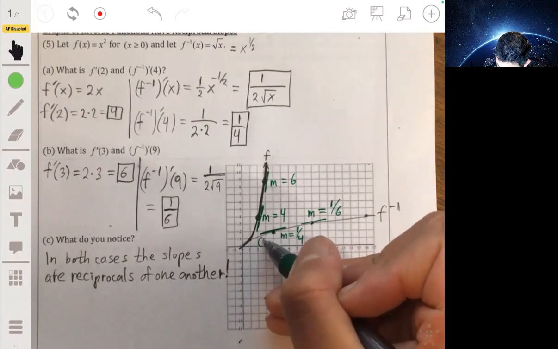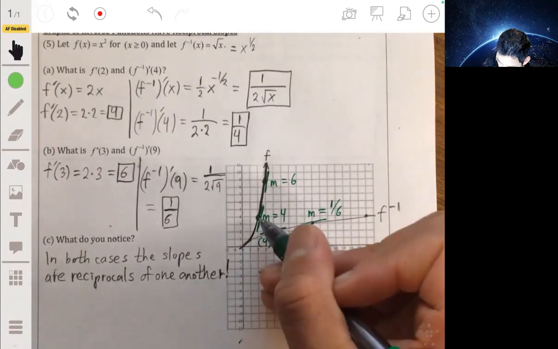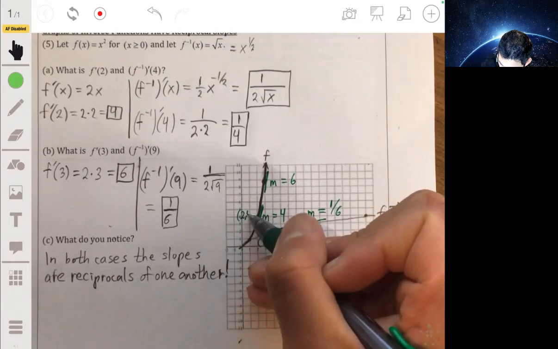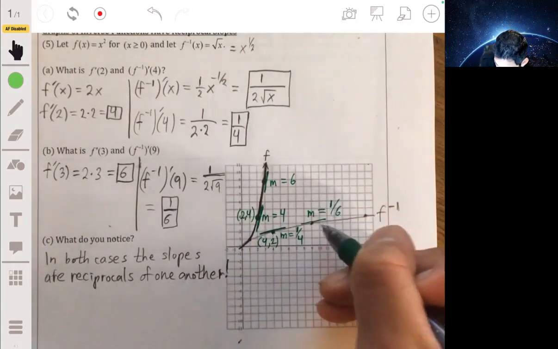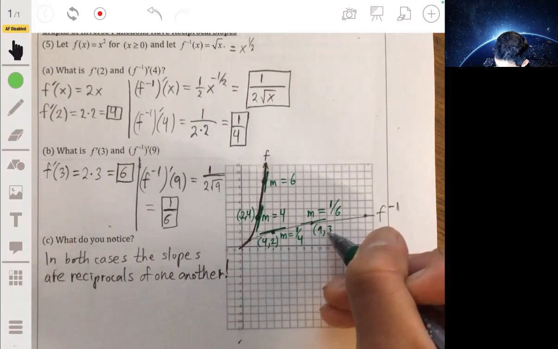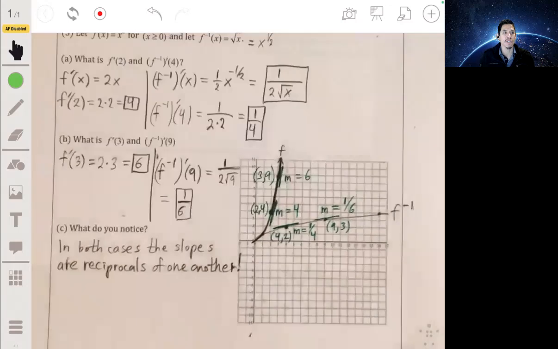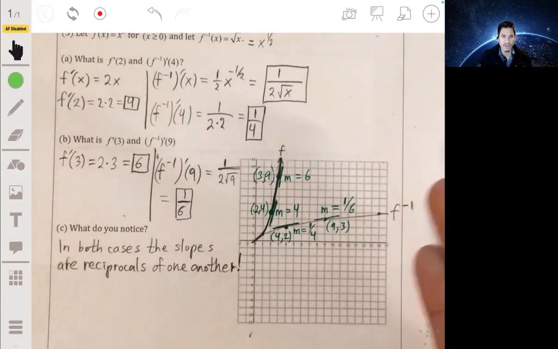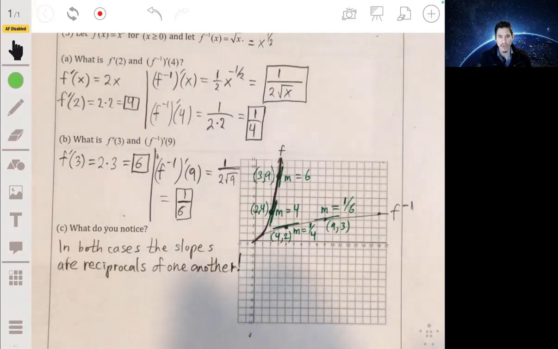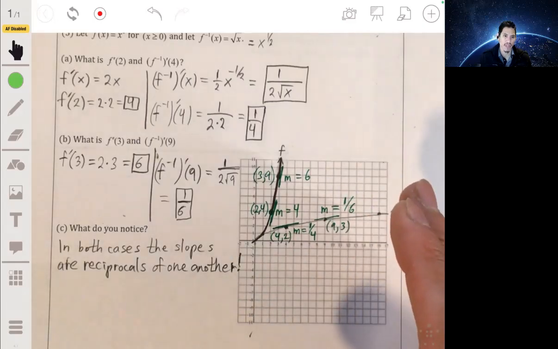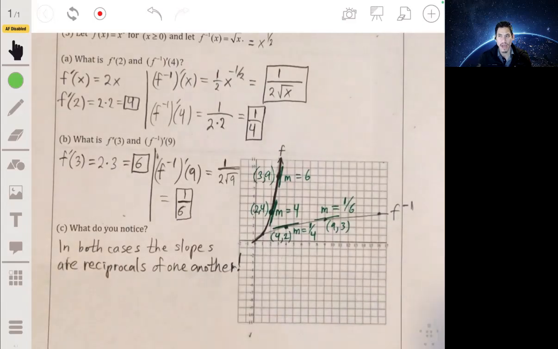Now let's look at the points specifically. This point is (4, 2), and this point is (2, 4). This point here is (9, 3), and this point here is (3, 9). And yes, you can keep on showing this for all the points on each graph. You can show it for the points (16, 4), (25, 5), any number. It doesn't have to be the perfect squares. I just picked those because they're easy to work with. But every point will have this relationship when you have the graph of a function and its inverse function.